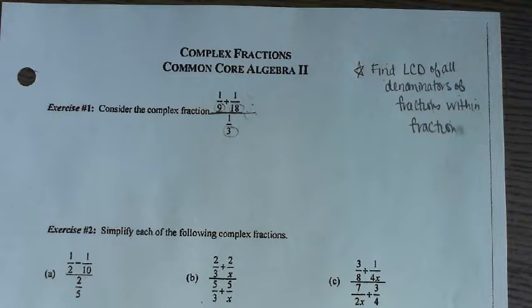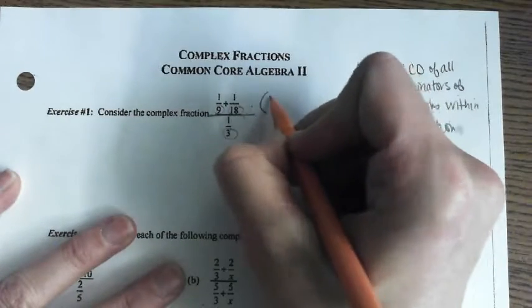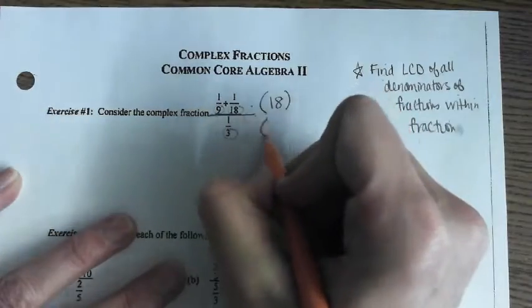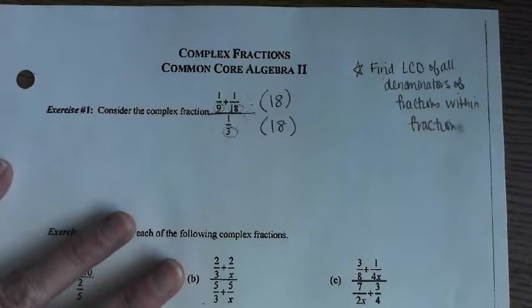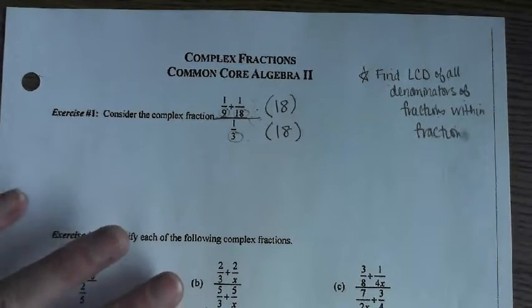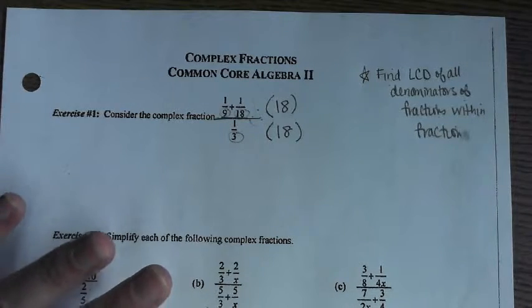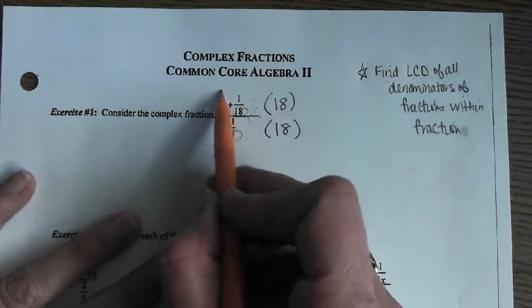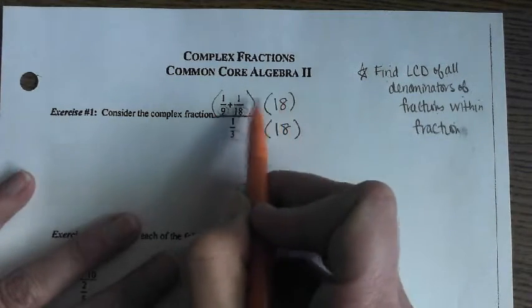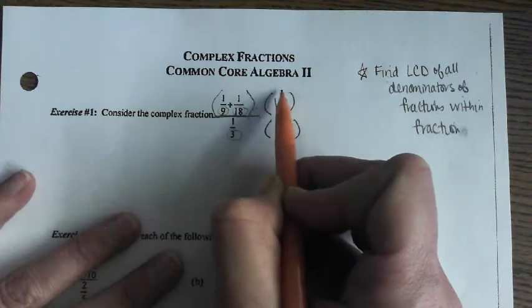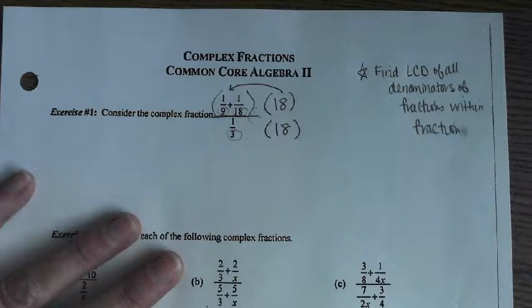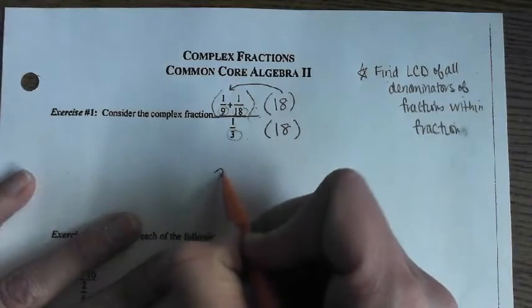Andrew? 18. When you find that, you multiply the numerator by 18, the whole numerator, and the whole denominator. And watch what will happen and how this will clear the complexity that's going on. Because this is a binomial, I have to do what in the numerator when I multiply? If you multiply a binomial times a number, you have to distribute. 18 times 1/9 is 18 ninths. What is 18 ninths? 2.